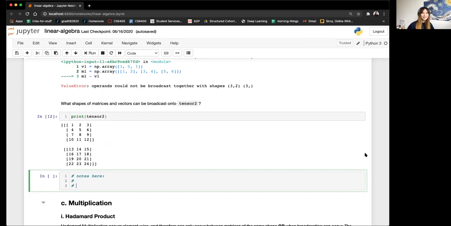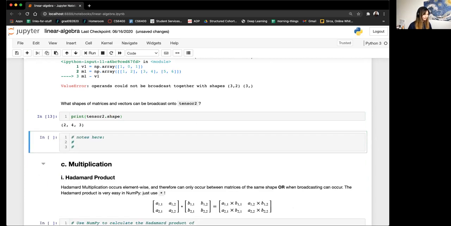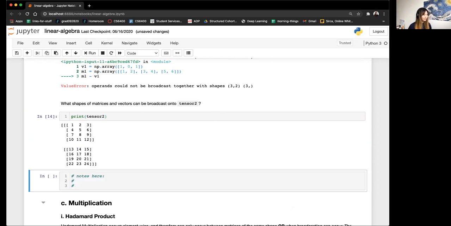I forgot to mention, I like to be a little interactive with my lessons, but does anyone have any thoughts? Feel free to use the chat if you want to speak up. All right, let's go with some yeses and nos. Let's say this Tensor 2 has a shape of 2, 4, 3. So let's say I have a vector of length 4. Will that be able to be broadcast across this tensor?